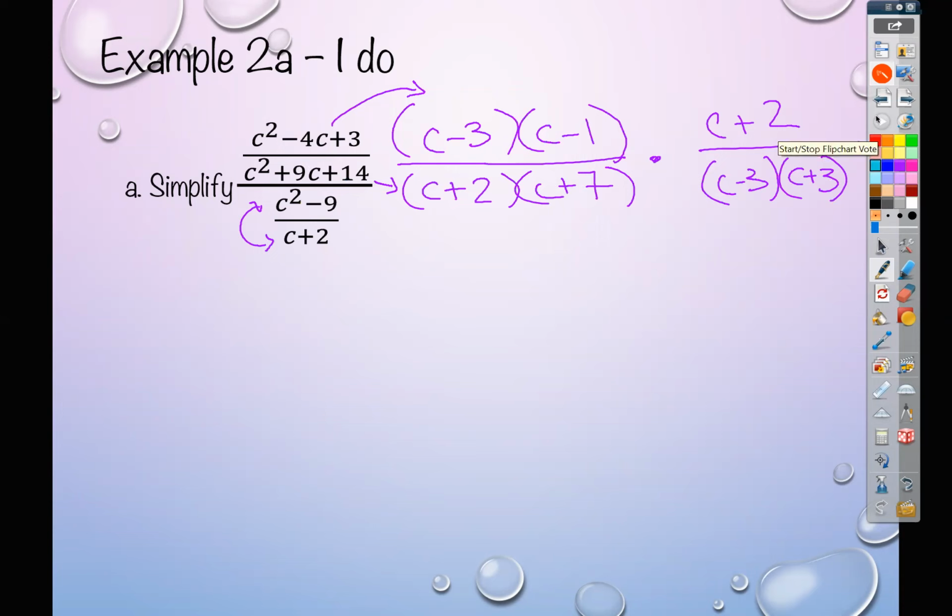Okay, now let's cancel out where we can. So we can cancel out diagonally or vertically. So I'm going to cancel out the c plus 2s and the c minus 3s. And you write what's left. So I'm left with c minus 1 over c plus 7 times c plus 3.